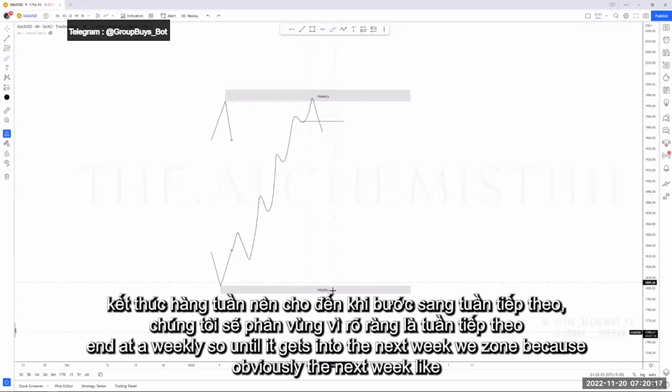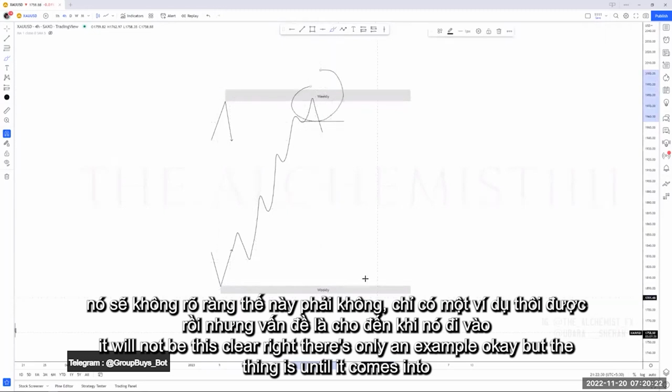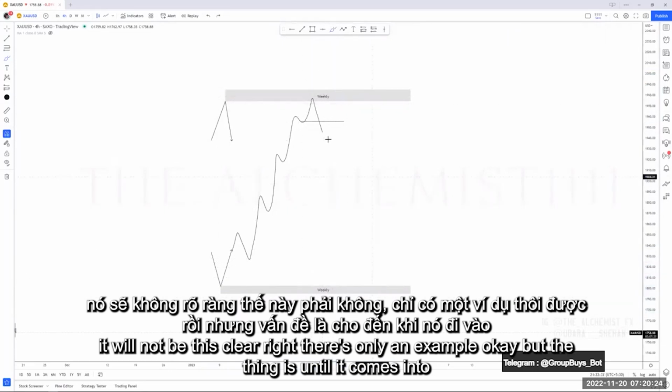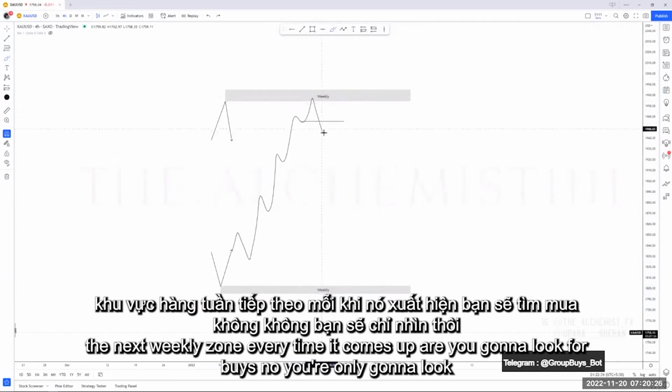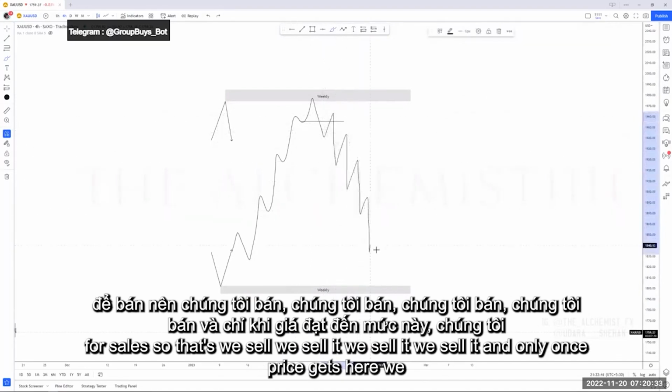So until it gets into the next weekly zone, because obviously the next week will not be this clear, this is only an example. But until it comes into the next weekly zone, every time it comes up, are you going to look for buys? No, you're only going to look for sells. We sell it.